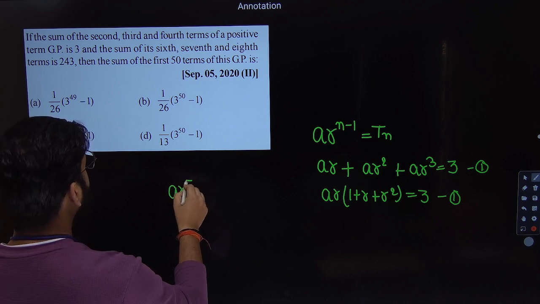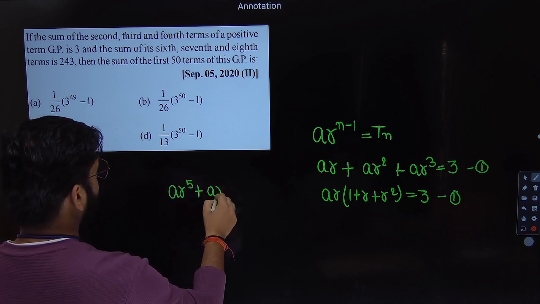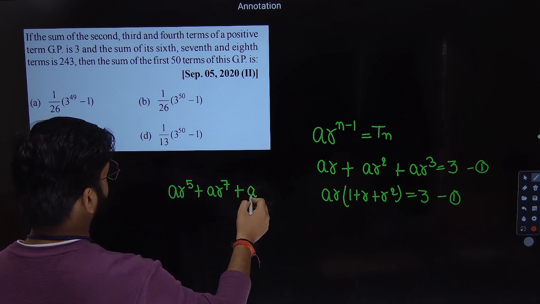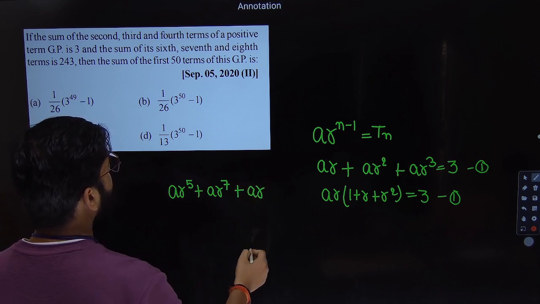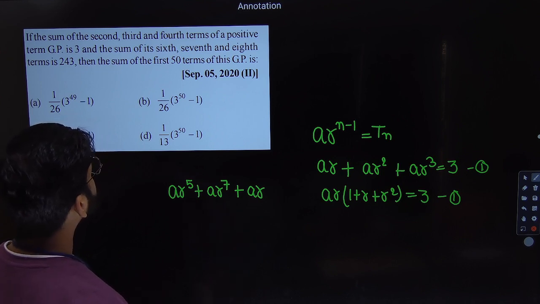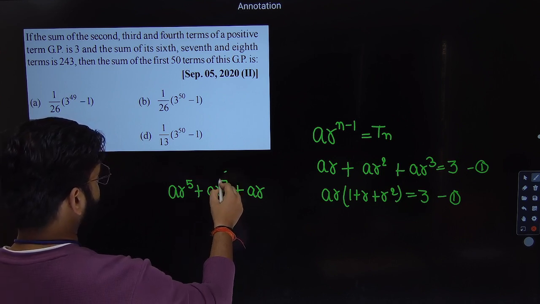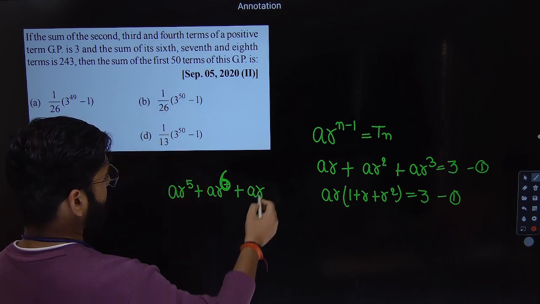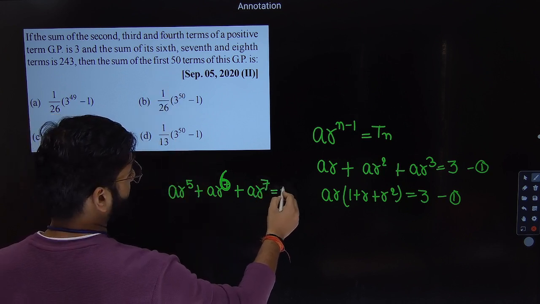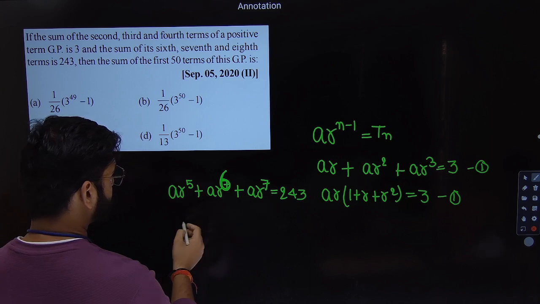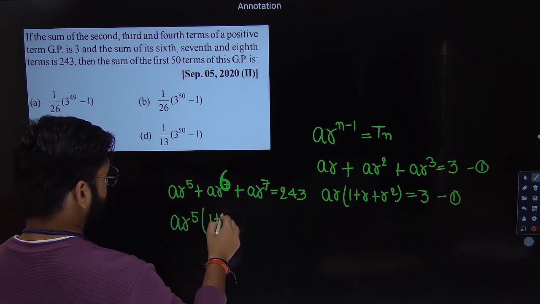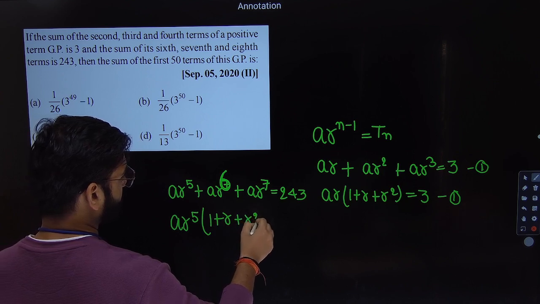Now sum of sixth term. A into R to the power 5. A into R to the power 7. And eighth term. Eighth term will be how much? Sorry, sixth term, seventh term, eighth term. What is the sum? 243. So what can we take common here? A into R to the power 5, 1 plus R square.